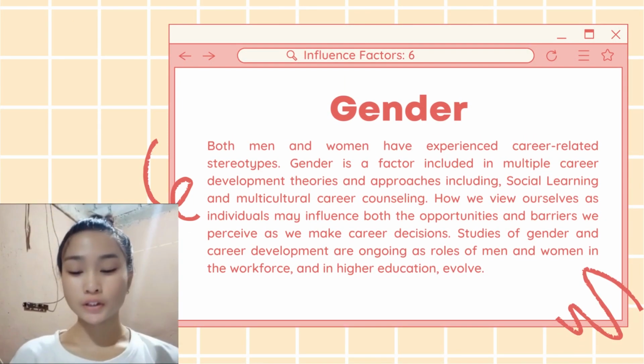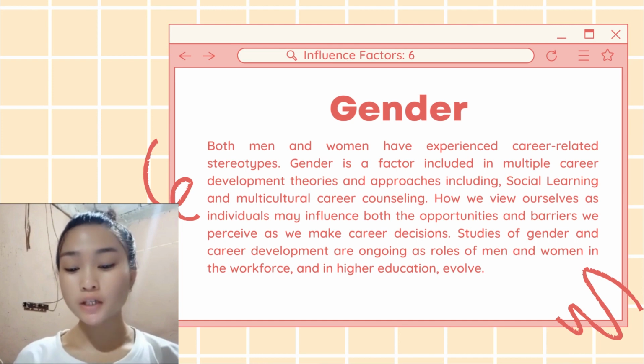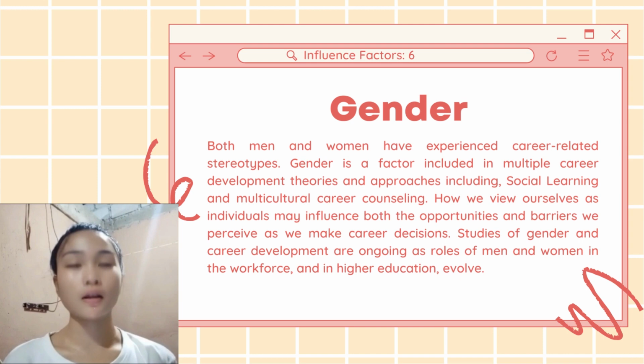What is gender? Gender refers to the characteristics of women, men, girls, and boys that are socially constructed.